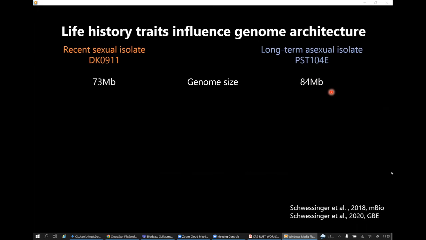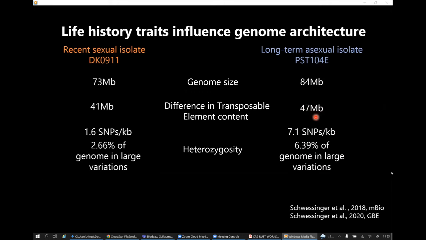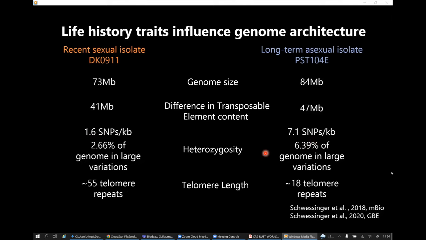Just a quick summary: we have an expansion of genome size in long-term asexual isolates, which is interesting. This is likely related, at least in part, to having more transposable elements. You also have an effect of higher heterozygosity in the long-term asexual isolate versus the recent sexual isolate. The hypothesis here is based on Muller's ratchet, the idea that with long-term asexual reproduction you tend to accumulate mutations continuously, and these mutations can't be purged because you don't have any recombination going on. So you have more and more SNPs, single nucleotide polymorphisms, and also larger structural variation between haplotypes because of transposable element movement. That was our hypothesis and our observation there. It was pretty interesting. I'll show you a little bit of the data.